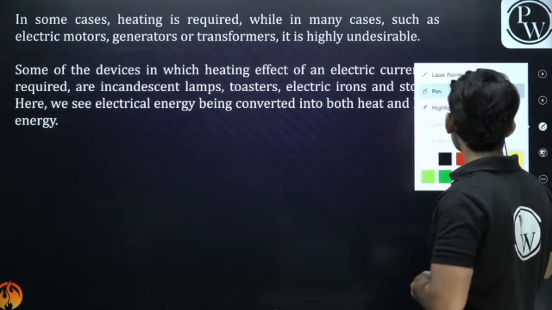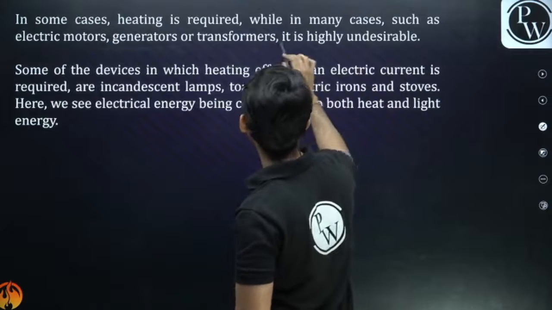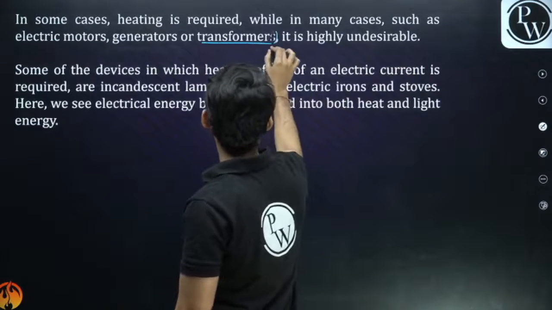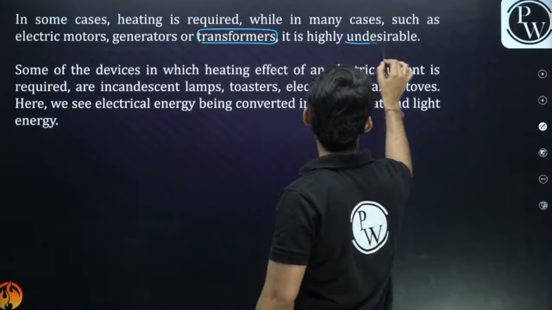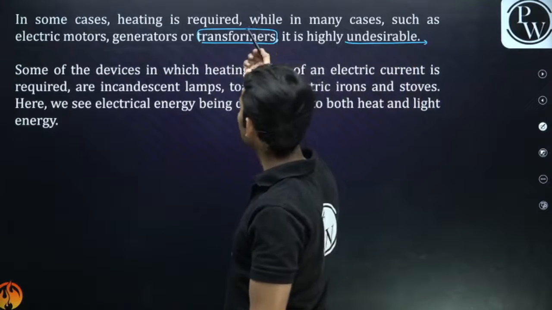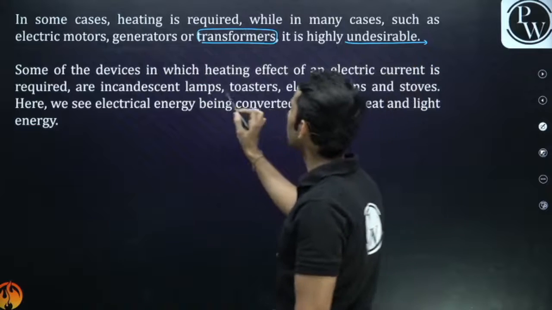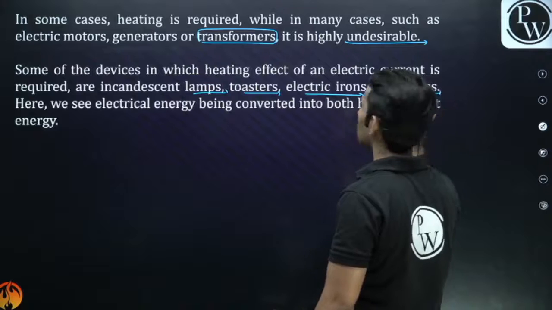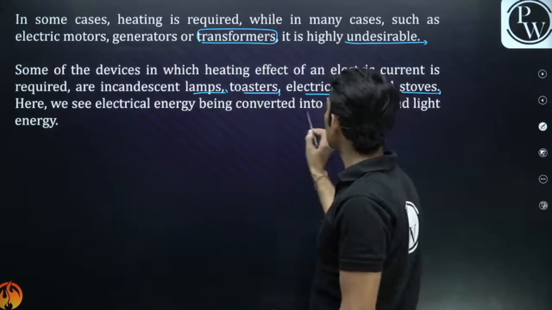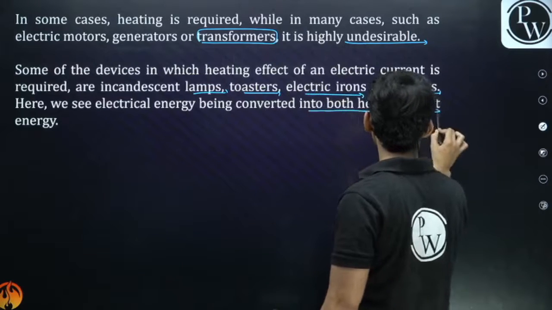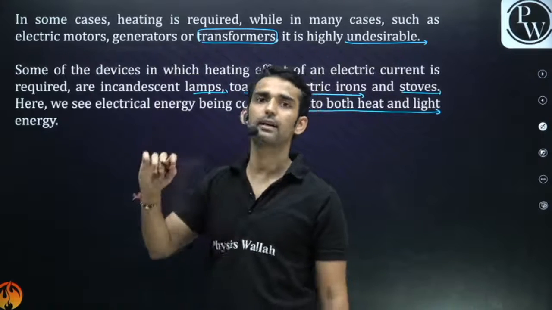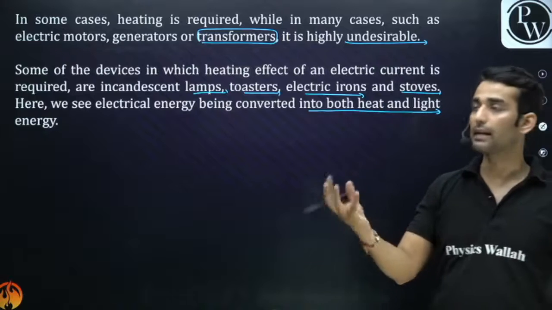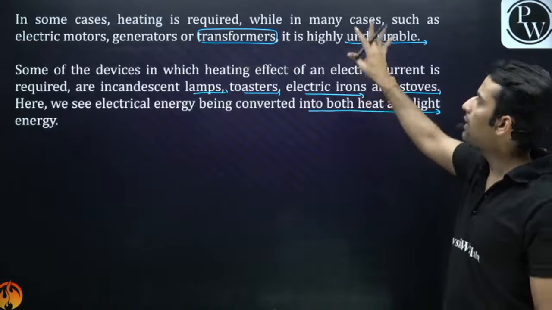So guys, as I had told you, in some cases heating is required, while in many cases such as electric motors, generators, transformers, it is highly undesirable because it's a loss of energy. But we have certain appliances like incandescent lamps, toasters, electric irons, stoves, right? In these cases heat is used. Here electric energy is converted into both heat and light. In an electric bulb or heater, electric energy is converted into both heat and light energy.